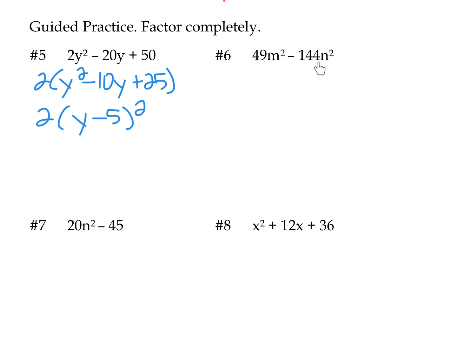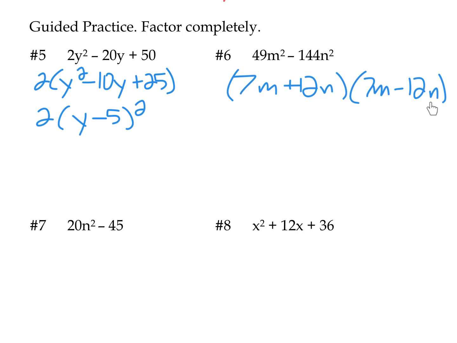These are both perfect squares, 7 times 7 and 12 times 12, and then all of my variables that goes with those coefficients as well. So I'd have 7m plus 12n and 7m minus 12n. Don't forget the n on those second terms.